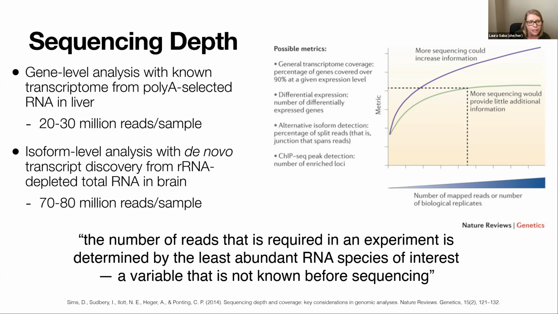So for example, a genome analysis with a known transcriptome, meaning that our databases like Ensembl and RefSeq have done a really good job of annotating genes for this particular species, then we can do a poly-A selected RNA in the liver for 20 to 30 million reads per sample and get pretty good coverage of most genes and have reasonable power for differential expression.